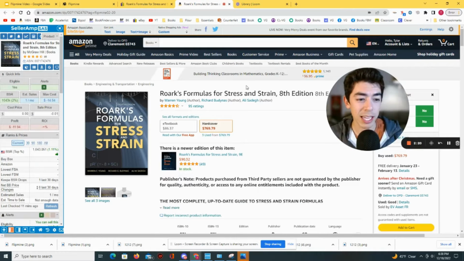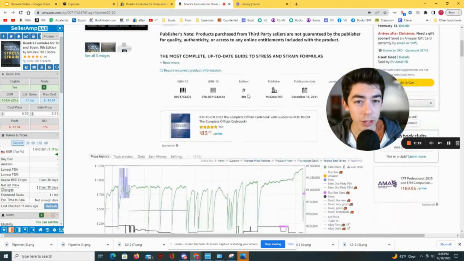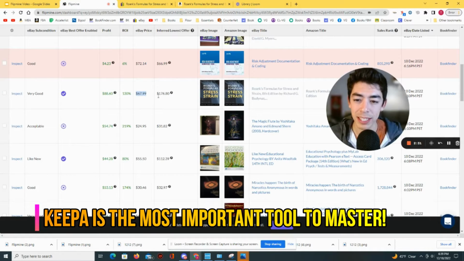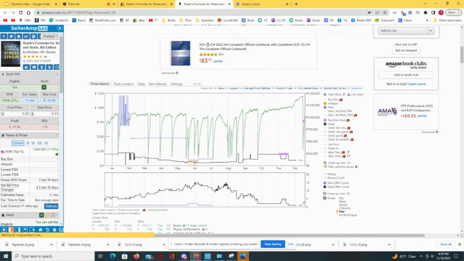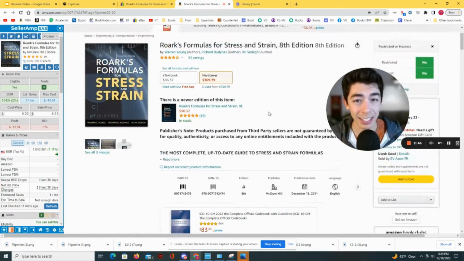Now, one thing that I will say is that you have to understand how to use Keepa. And the reason why you need to do that is because these values are not going to be 100% accurate. If you rely on these values alone, you're going to lose a lot of money. So you have to understand how to use a Chrome extension called Keepa. And I can tell you right off the bat that this is not a good deal to buy on eBay.